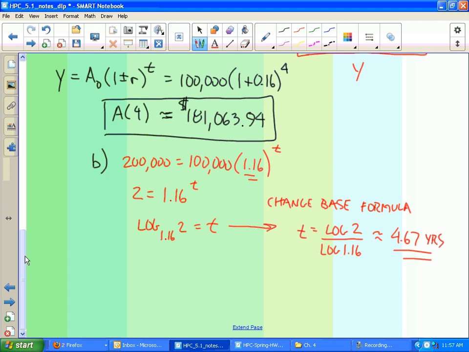What else could we say? 2004. Okay, let's figure out which one of those is right. This says it's not until 4.67 years that it'll be worth $200,000. So in 4 years, which would be 2004, is it worth $200,000? No, it won't be worth $200,000 until the 5th year. So you have to say 2005.